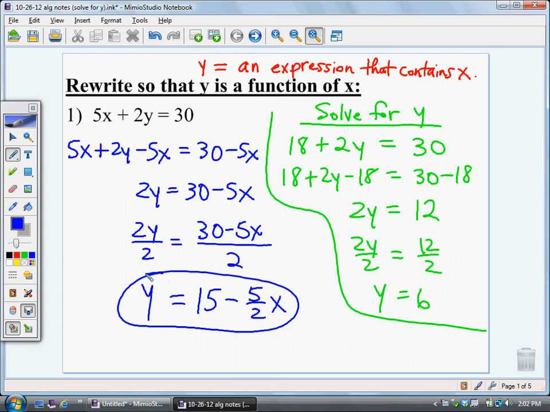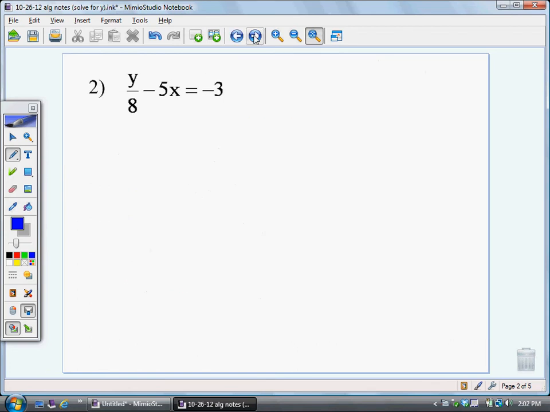But that's my answer. If you look at what I wrote there, I've got y equals, and then I have an expression that contains x. And my expression that contains x is 15 minus 5 halves x. And that's all there is to it to rewrite it so that y is a function of x. We're basically just solving for y. I have a few more examples to go through. We'll just work through them.